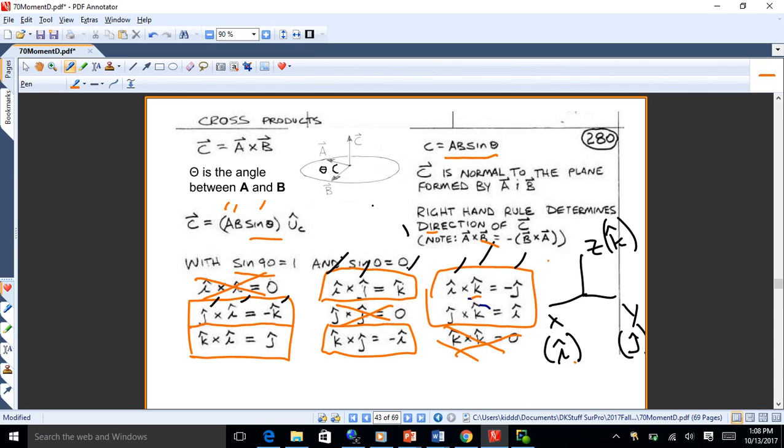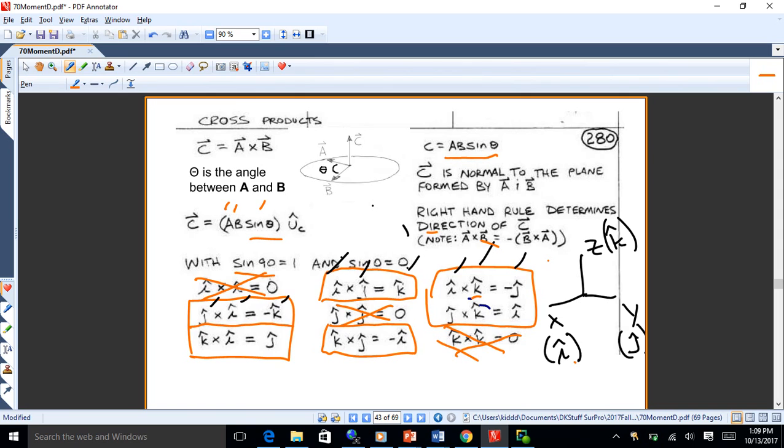If you cross i and j, you get a vector of magnitude 1, which is normal to the plane of i and j, which is the xy plane. So that's a unit vector in the z direction, which is k. If you point the fingers of your right hand in the x direction and curl them towards the y, your thumb will point up in the positive k direction. So i cross j is k.